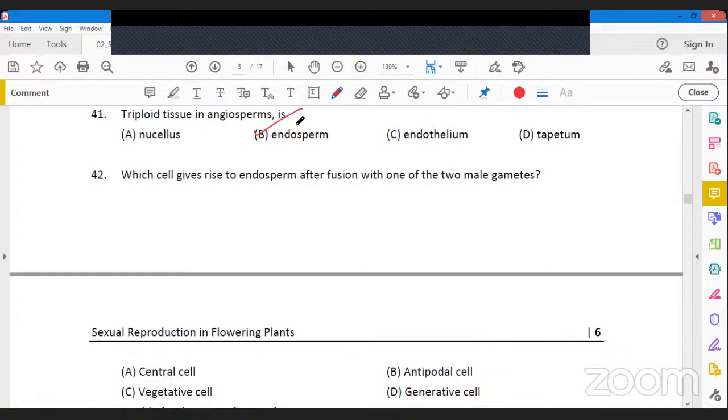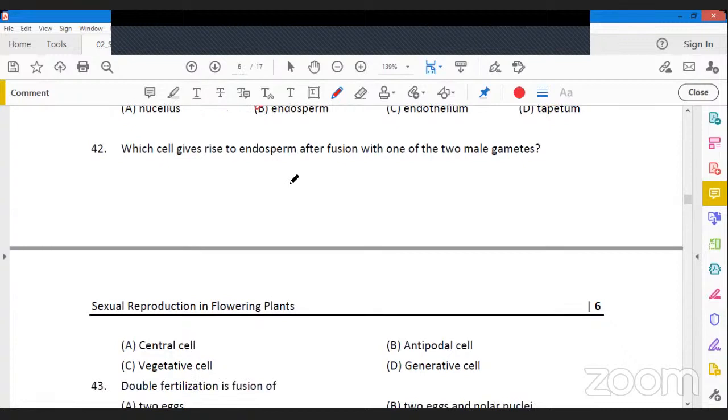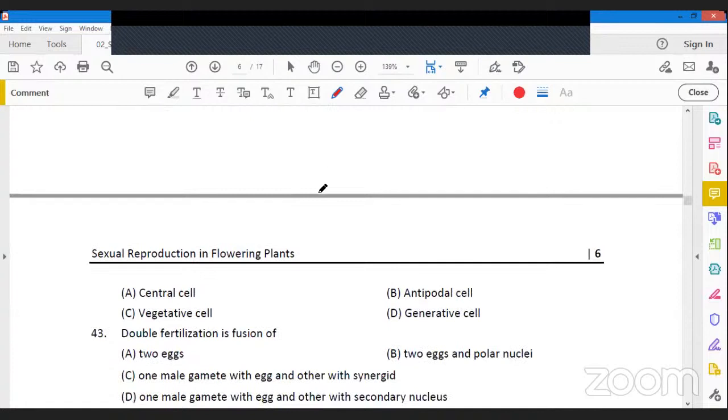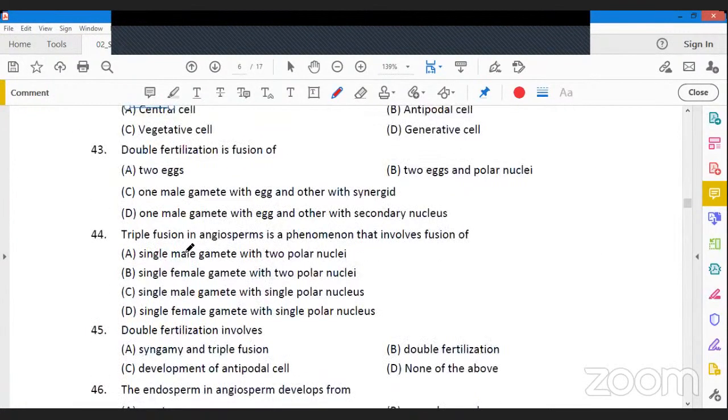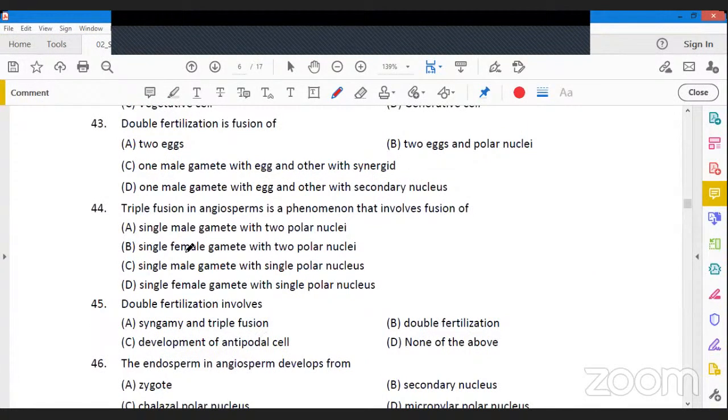Then which cell gives rise to endosperm after the fusion of one of the two male gametes? So which cell will give rise to the endosperm? The primary endosperm nucleus is formed from the two polar nuclei which are found in the central cell. So central cell is the correct answer. Now look at the 43rd question. Double fertilization is the fusion of. Answer it, all of you students.